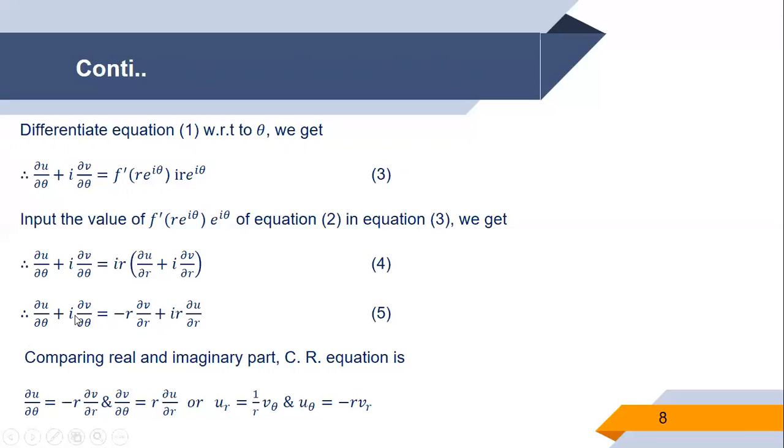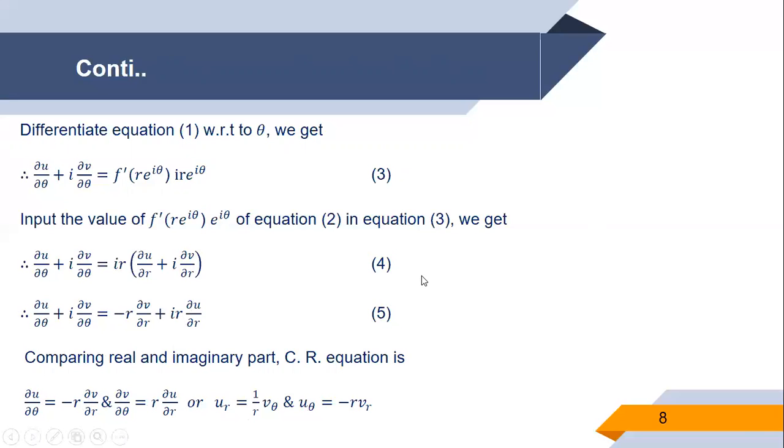Now compare the real part and the imaginary part of equation number 5. Then we get the CR equations of the polar coordinate: del u by del theta is equal to minus r vr, that means minus r del v by del r, and del v by del theta is equal to r into del u by del r. Also we write ur is equal to 1 upon r v theta and u theta is equal to minus r vr. So this is the CR equation of the polar coordinate.